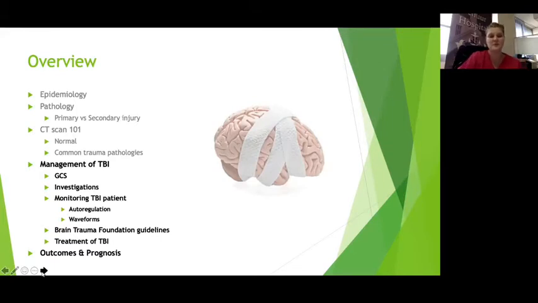TBI. We're going to spend quite a bit of time looking at TBI monitoring, chat a little bit about autoregulation, and then specifically look at the waveform patterns that we get in ICP monitoring. Then, because I know that you guys get asked a bit about the Lundberg waveforms, we'll touch on that. Then we will spend the majority of the time looking at the treatment of TBI, and finish it off with a word or two on the outcome and prognosis of TBI.